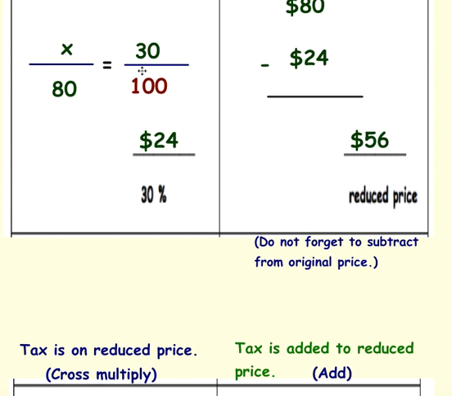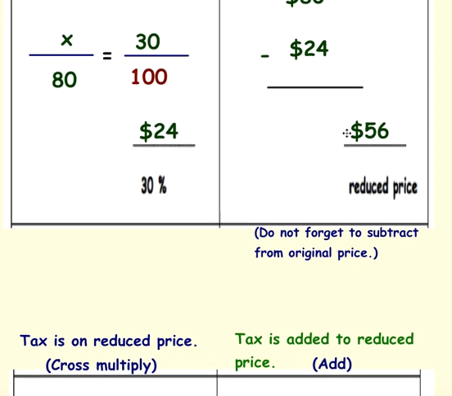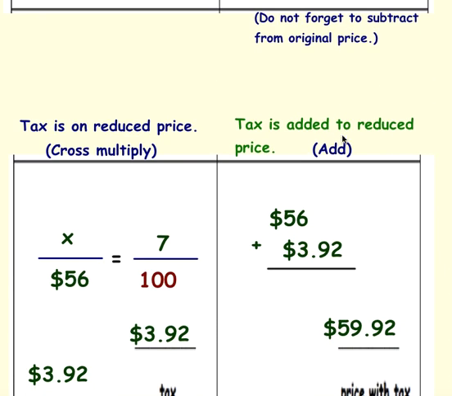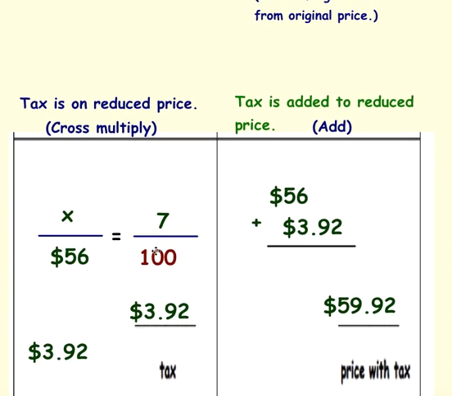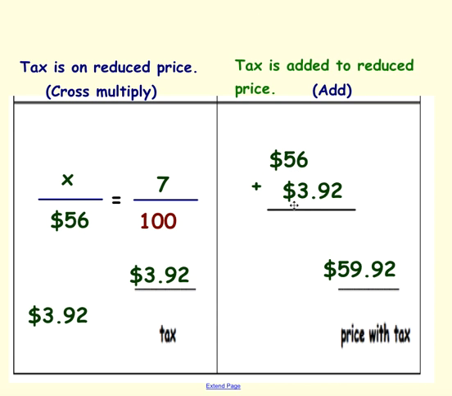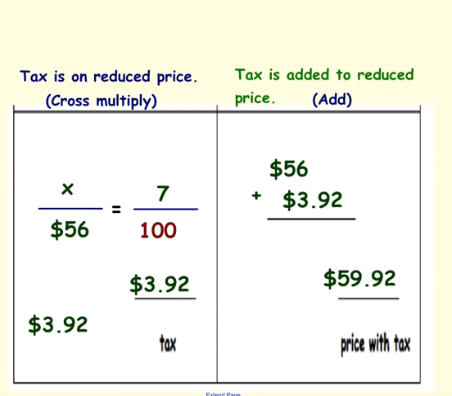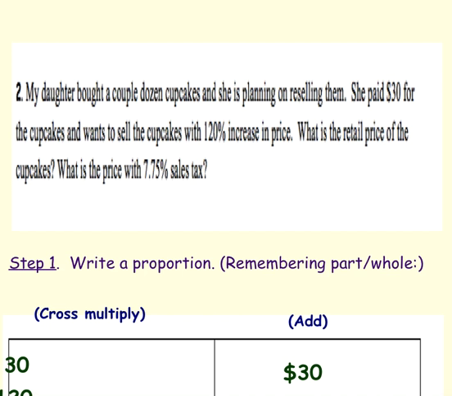So it's good that I made a mistake. You go back and you find out you got $24 as your discount. Your price is $56. You're taxing the $56, and then you're going to add the tax, and that's $59.92. Now that's the discount. That's the thing that you're going to see most often.